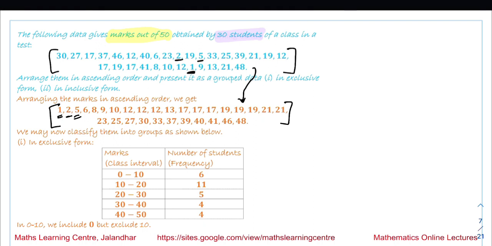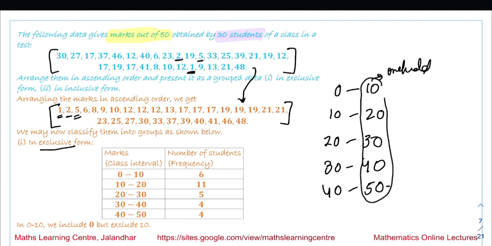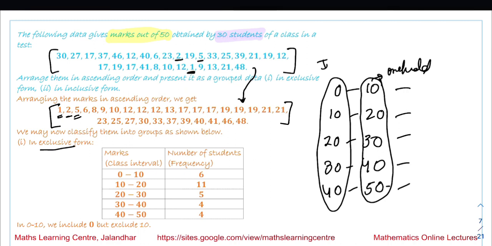Next we have to present the data as grouped data in exclusive form and inclusive form. First of all we are writing the exclusive form. Exclusive form means we are talking about 0 to 10, then 10 to 20, then 20 to 30, then 30 to 40, and 40 to 50. In the exclusive form, 10 is excluded. These upper values are excluded from these classes, and these values are included in these classes.